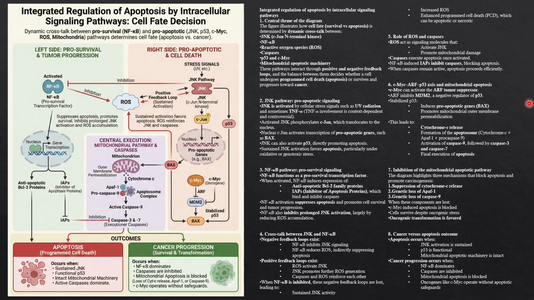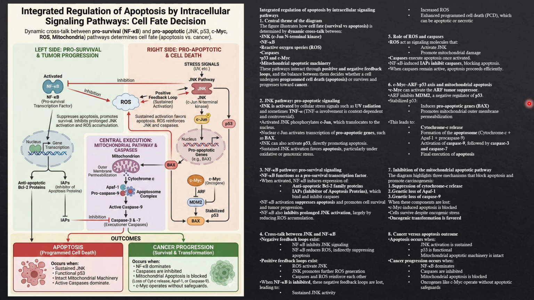The integrated regulation of apoptosis, this is basically the cell fate decision, integrates multiple signaling pathways that determine whether a cell survives or undergoes apoptosis. On one side, pro-survival signals such as NFKB promote the transcription of anti-apoptotic genes like BCL2 and IAPs, inhibiting cell death. On the other side, cell stress signals activate pathways like JNK, P53, and ROS, which promote the expression of pro-apoptotic proteins like BAX.